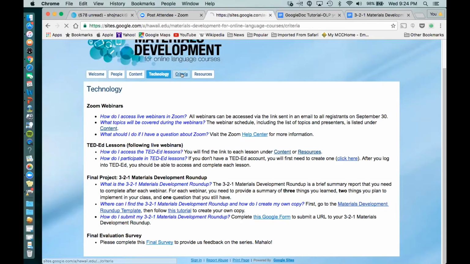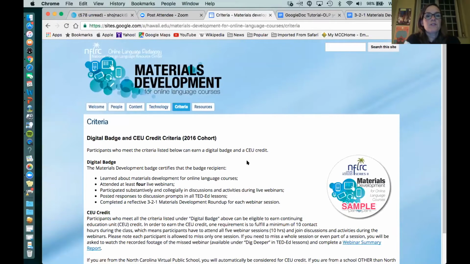Okay, so the criteria for the digital badge, and some of you are going to get CEU credits.